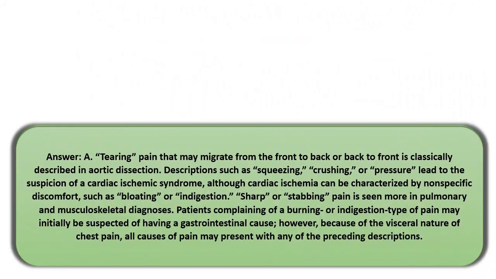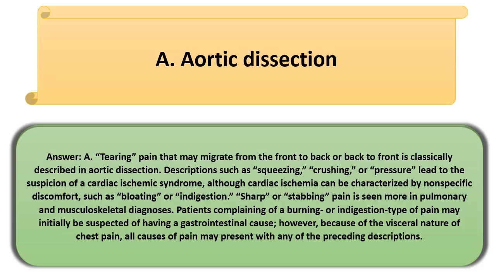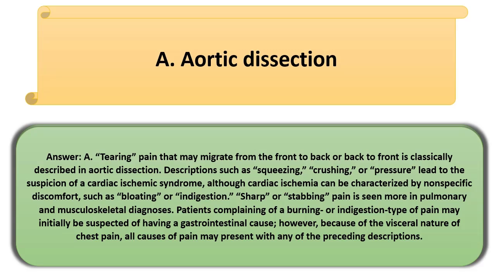Answer is A. Tearing pain that may migrate from the front to back or back to front is classically described in aortic dissection. Descriptions such as squeezing, crushing, or pressure lead to the suspicion of a cardiac ischemic syndrome, although cardiac ischemia can be characterized by non-specific discomfort, such as bloating or indigestion. Sharp or stabbing pain is seen more in pulmonary and musculoskeletal diagnoses. Patients complaining of a burning or indigestion type of pain may initially be suspected of having a gastrointestinal cause. However, because of the visceral nature of chest pain, all causes of pain may present with any of the preceding descriptions.